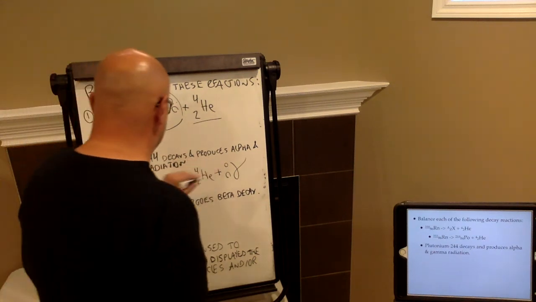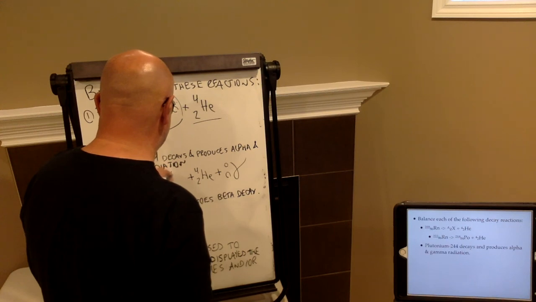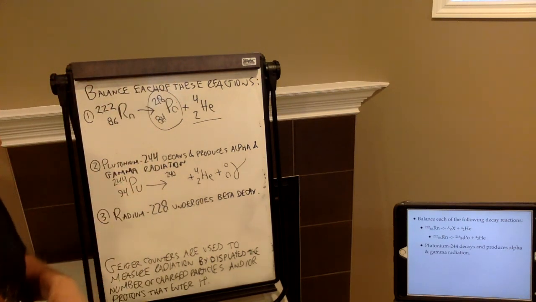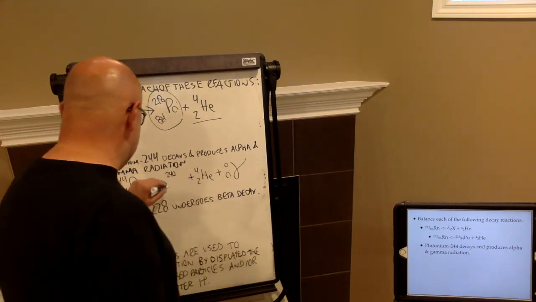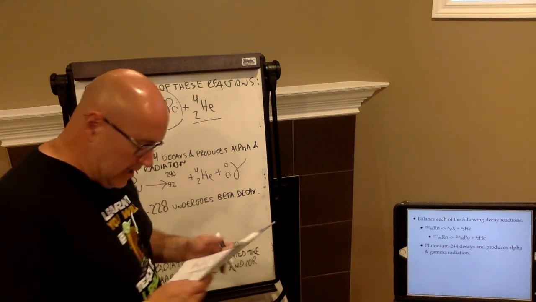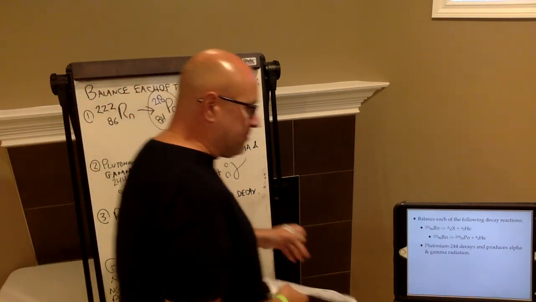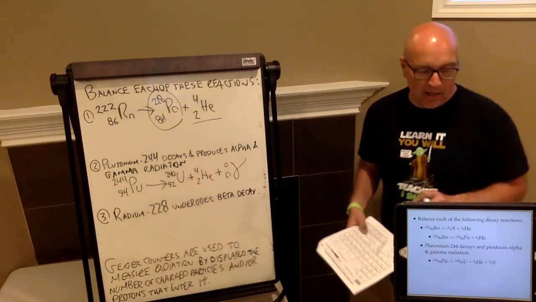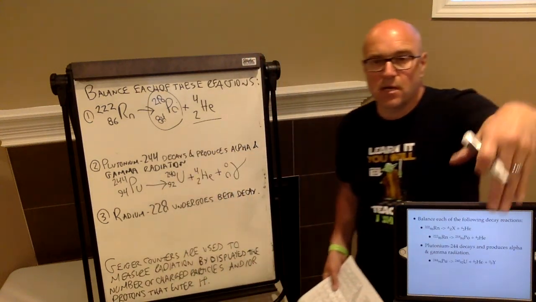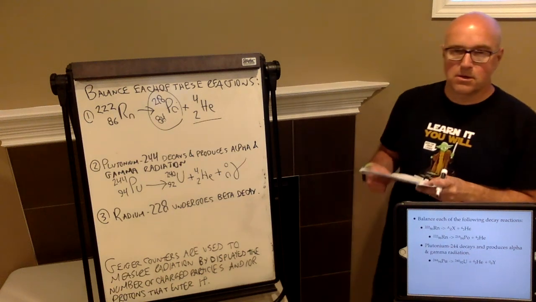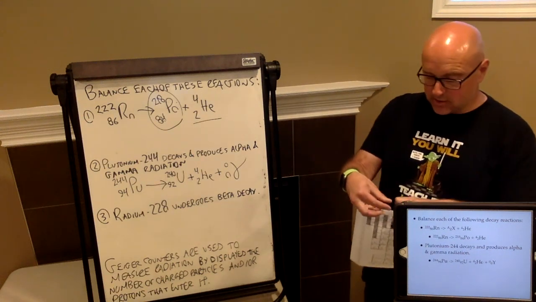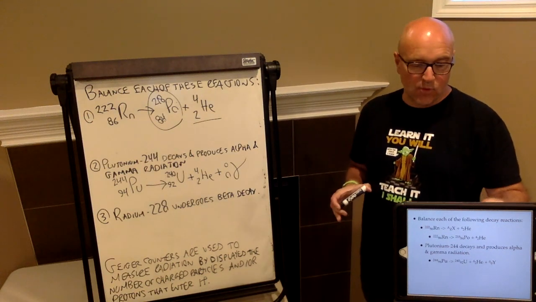244 minus 4 and 0 is going to give me 240. And 94 minus 2 and 0 is going to give me 92. So 92 on my periodic table is going to be uranium. So I'm going to produce uranium-240 as part of this reaction. There it is. Hooray for us. It worked.